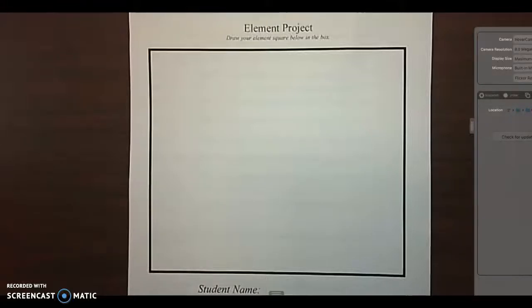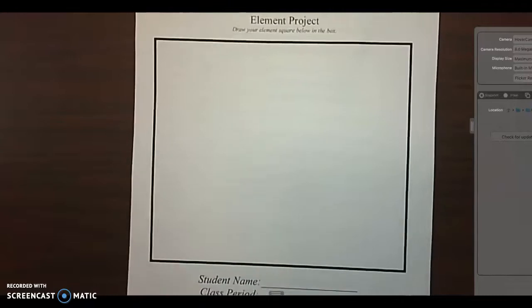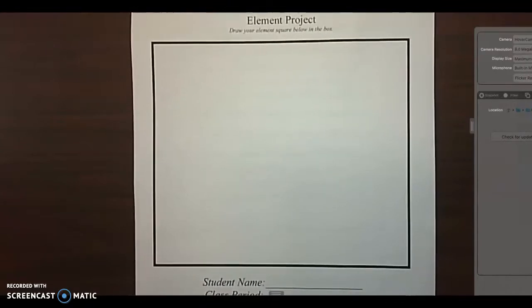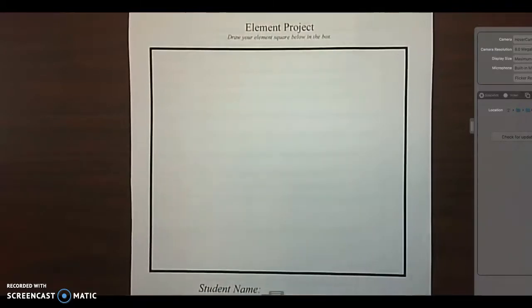Okay, so we are going to be discussing in the next couple videos your element project. I'm going to be breaking this down into different sections, so you will need to watch each section when you are trying to complete that task. For the very first section, this is just the front page of your project booklet. You are going to draw the periodic table notation of your element, and that would just be your element square. So that's going to be right here on the front, okay?